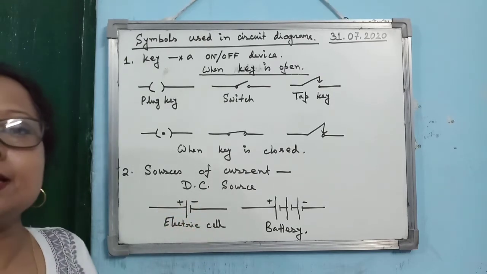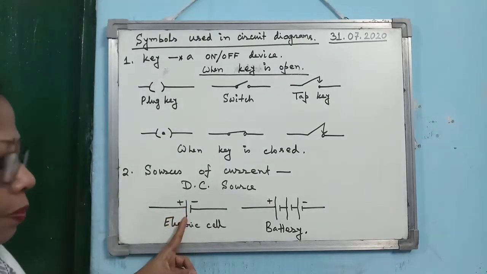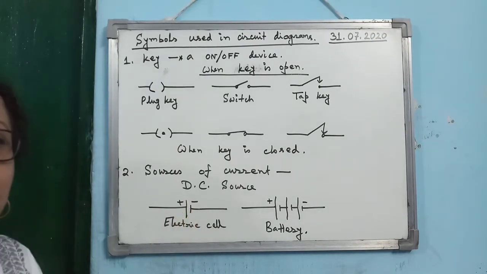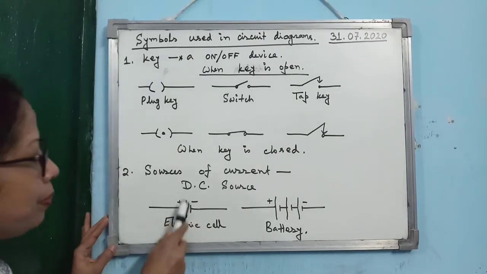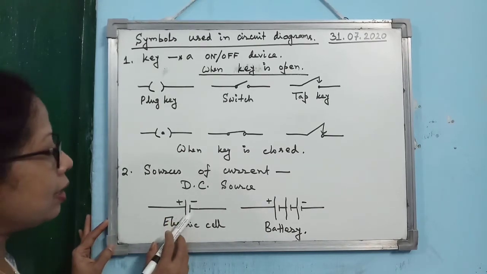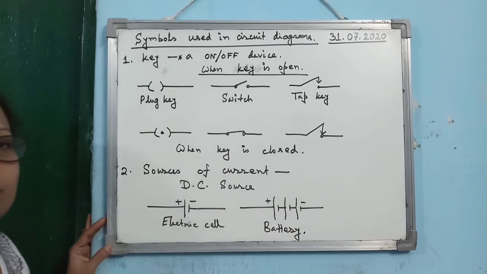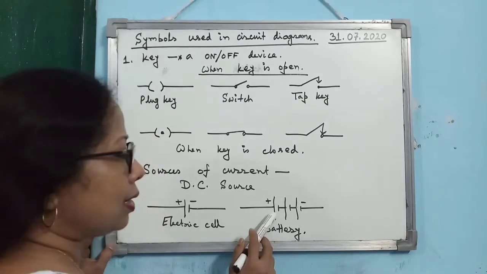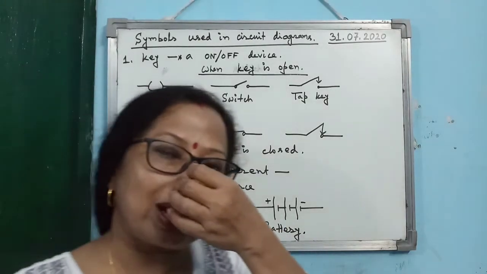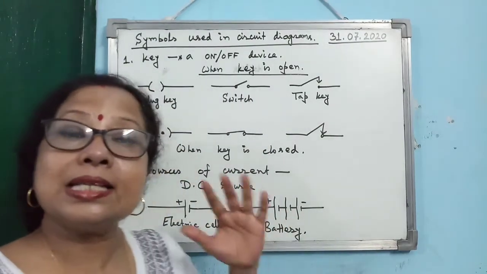Then that will represent another device, that is capacitor. So be careful. One should be big in size, one should be small in size, and these two lines should be parallel to each other. Now the bigger one represents the positive terminal of the cell and the smaller one represents the negative terminal of the electric cell. Now battery means when several cells are joined together in series, that is known as battery. What is battery? Several cells connected in series.